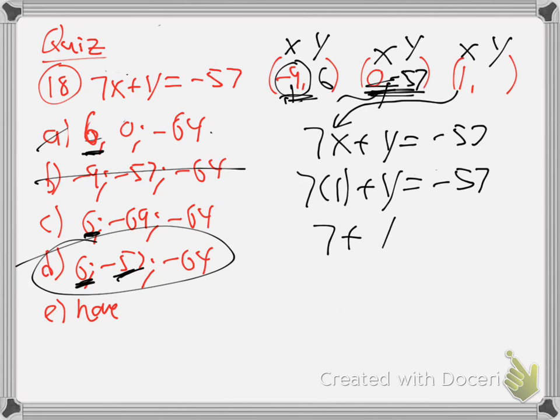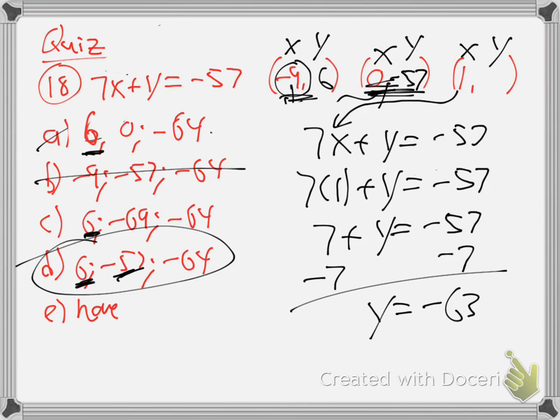And that 7 plus y is minus 57. Subtract 7. Y is minus 60. Oh, 4. Yes, there it is. Minus 64. I added wrong.